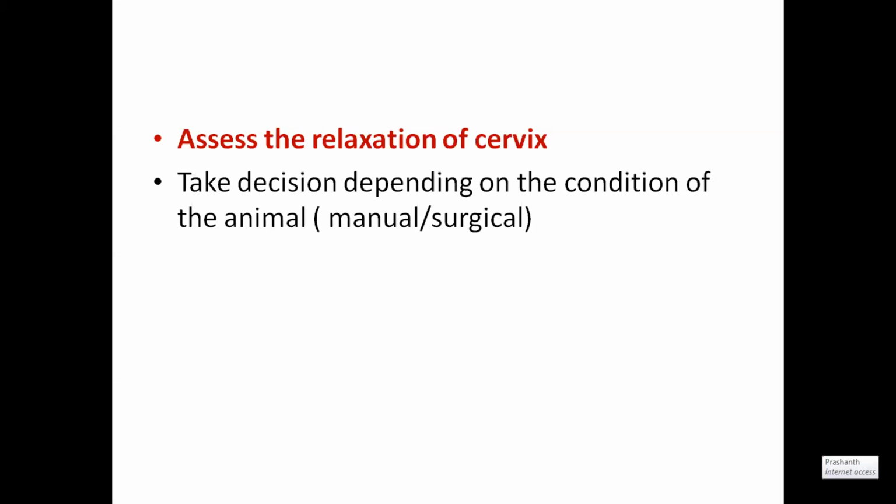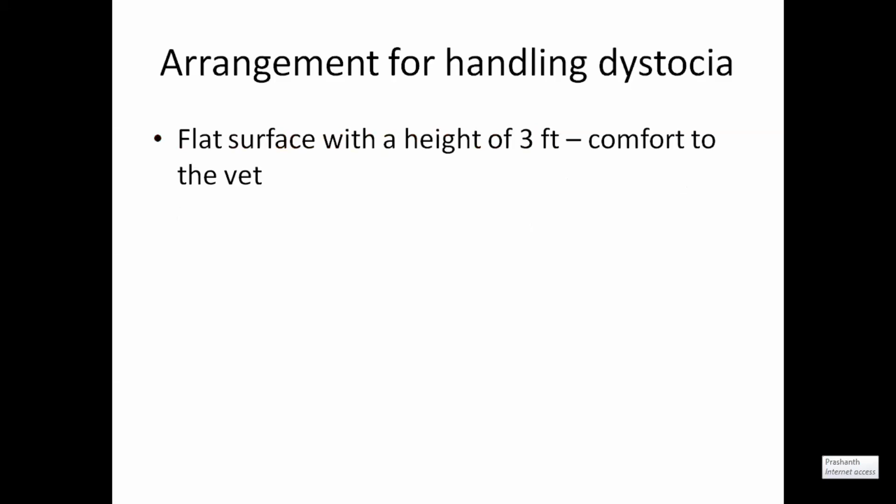If the animal is presented today, we can wait up to tomorrow if the animal's condition is good, and then we can decide. Otherwise, if the animal or the lamb is very valuable, we can go directly for cesarean too. So that is assessing the relaxation of the cervix. If the cervix is completely dilated, we can go with the manual removal of the lamb or kid. So first we should decide about this.